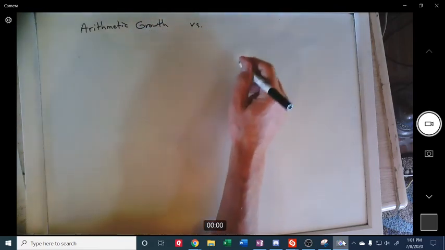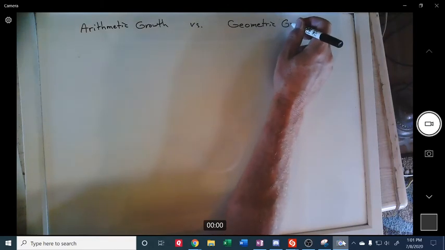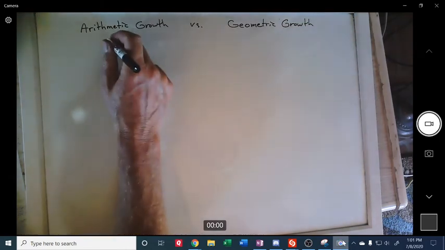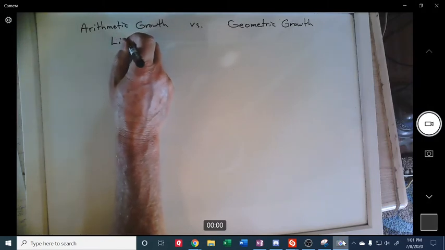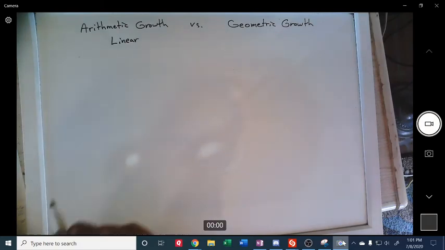Alright, let's talk about arithmetic growth versus geometric growth. Okay. If you have arithmetic growth, this means that it's linear. And if you're linear, you grow at a constant rate.